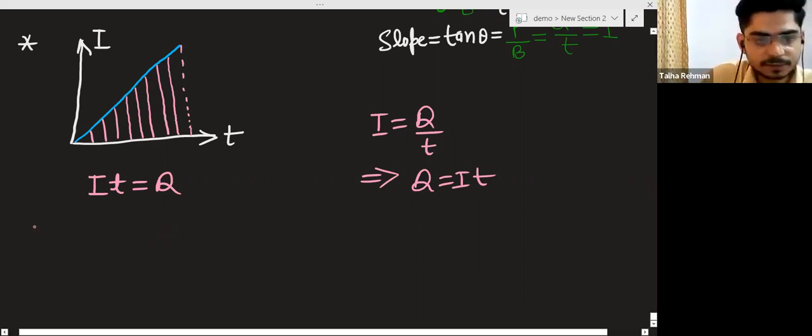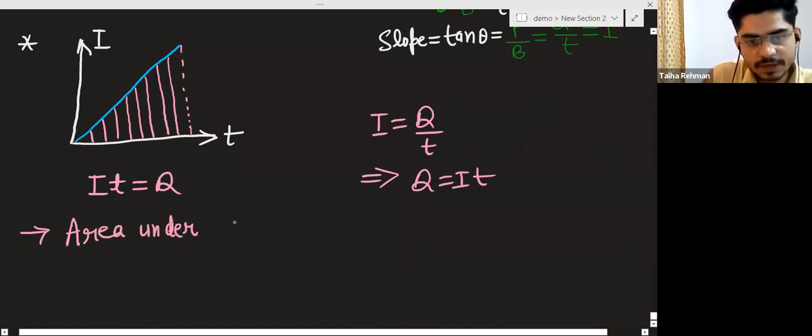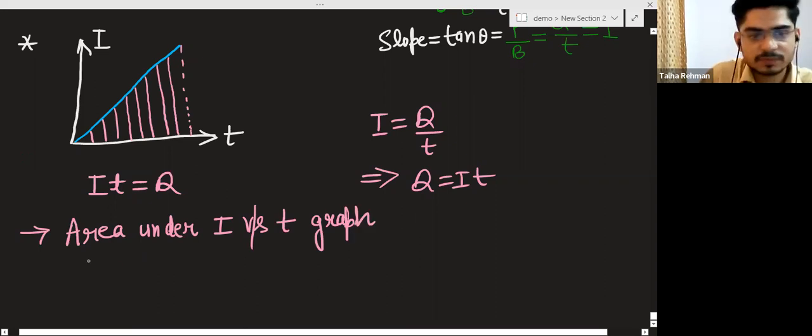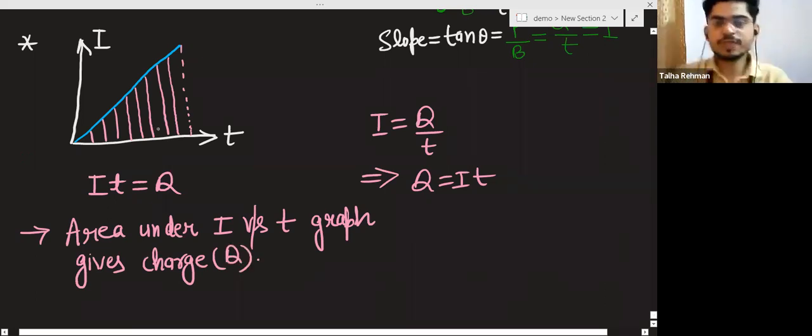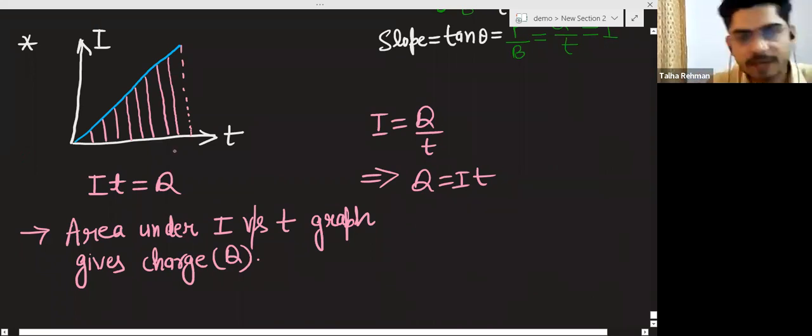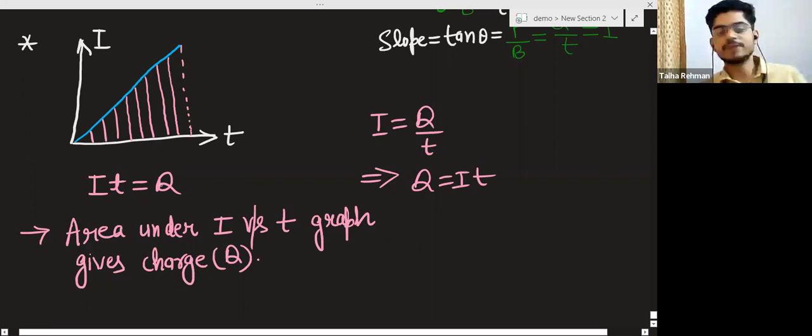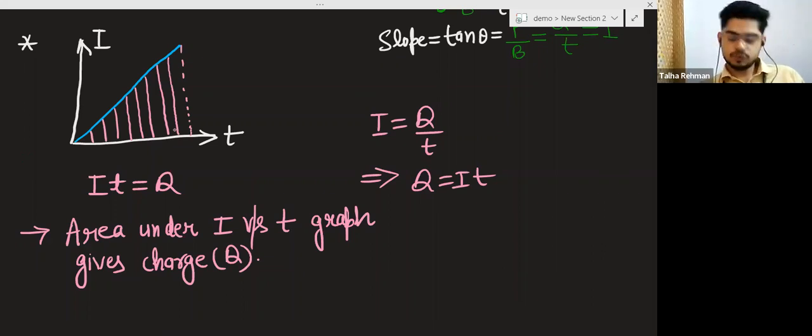The area under the I versus T graph, where I is current and T is time, gives the charge Q. Charge is represented by Q. So if we calculate this area, we will find the value of charge.